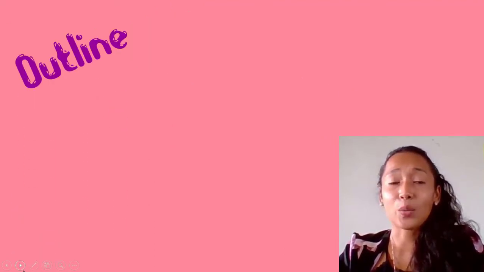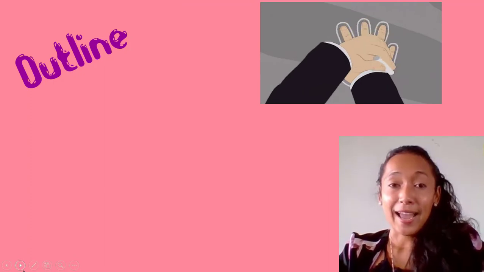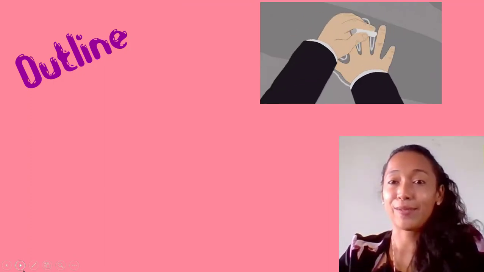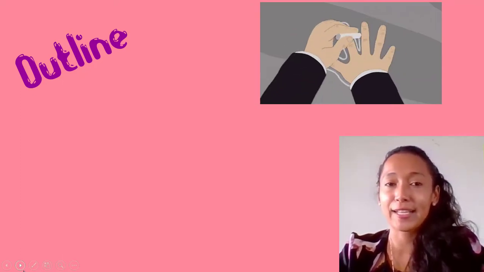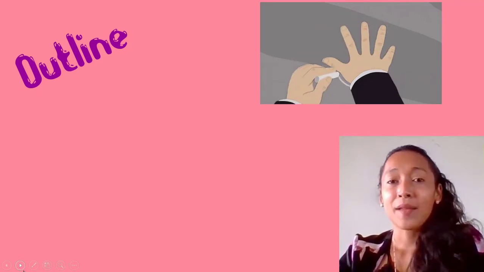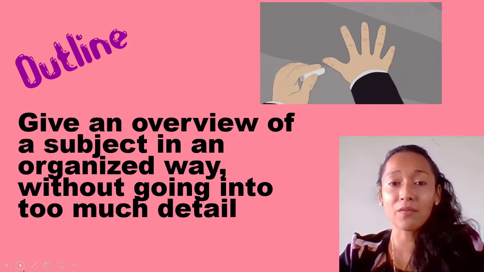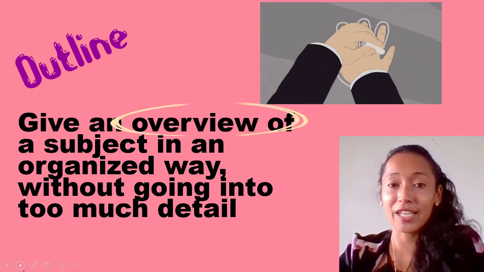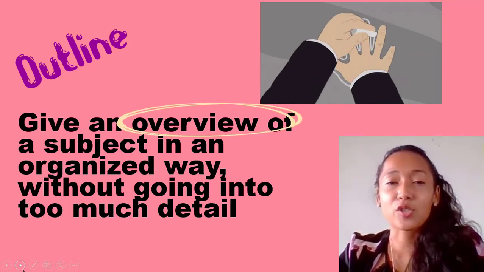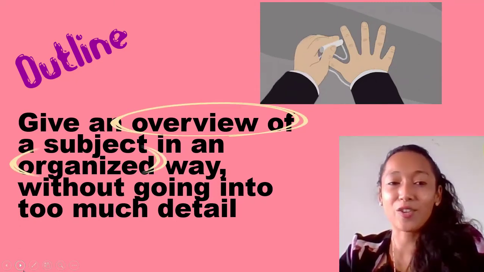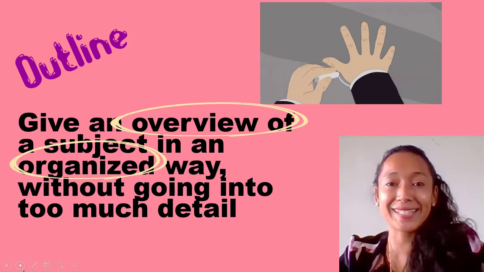The other word is outline. I chose this little GIF that shows a hand outlining using chalk, right? That's not what they mean when they say outline in a test. What do they mean? They mean give an overview of a subject in an organized way without going into too much detail. The key word here is overview. It's sort of like summarizing, but in this case, you are giving it in an organized manner, step by step.